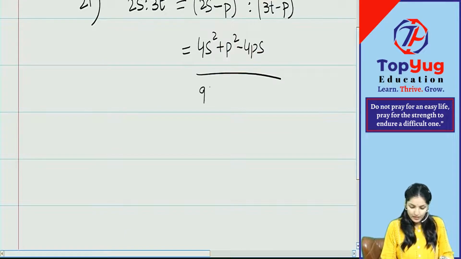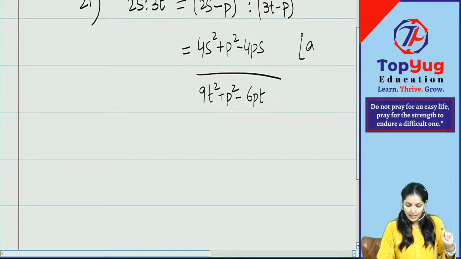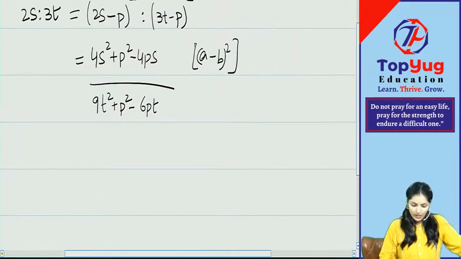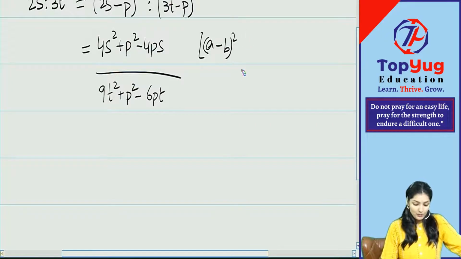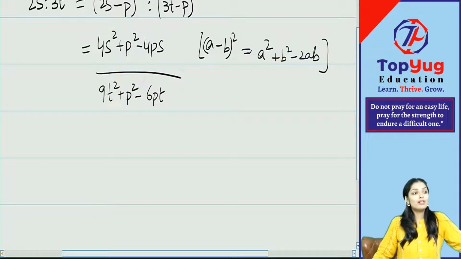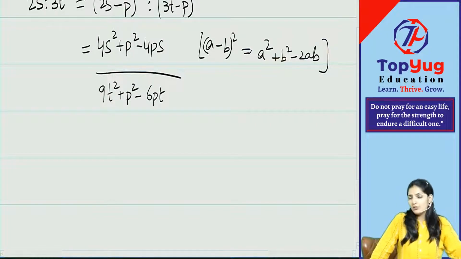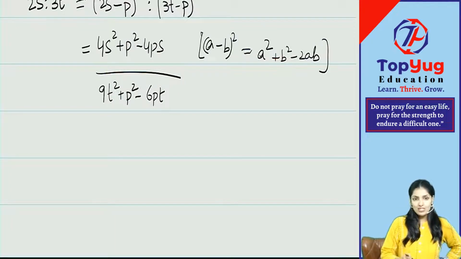Guys, don't try it while I'm explaining. The denominator is 9t square plus p square minus 6pt. I hope you people are aware of this formula: a minus b whole square is equal to a square plus b square minus 2ab. Similarly, a plus b whole square is a square plus b square plus 2ab. I hope you know the formula. So I have used the same formula.